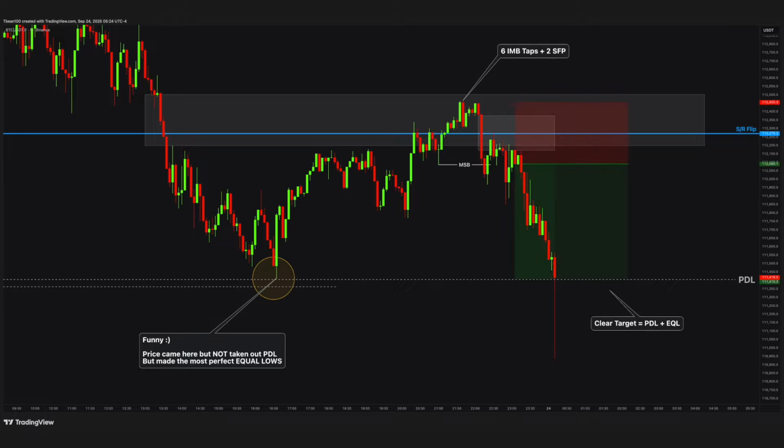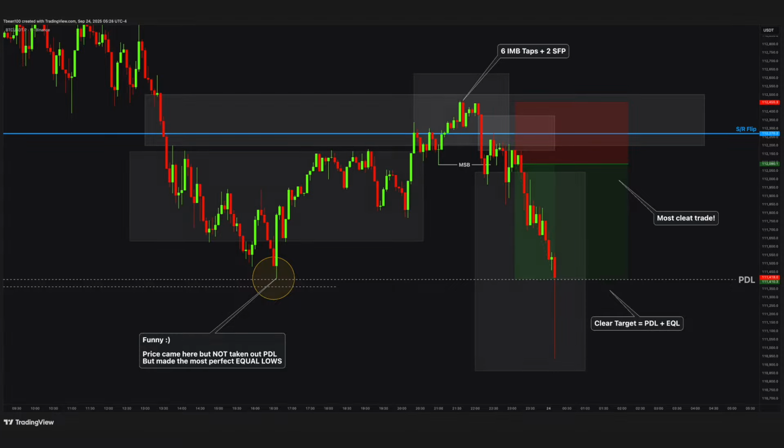So as you can see, there is a market structure break here, then it pulls back into an imbalance and then crashes to take the PDL out. I think this is one of the clearest setups you can take, and I saw many students on Twitter took this trade. In simple terms, what happens here is actually not complicated.